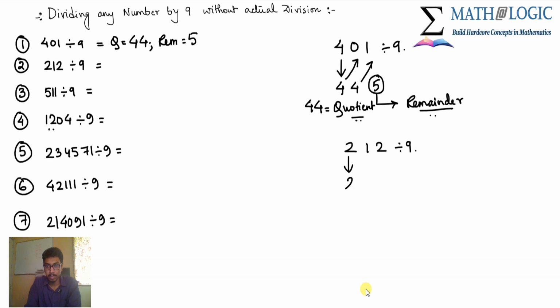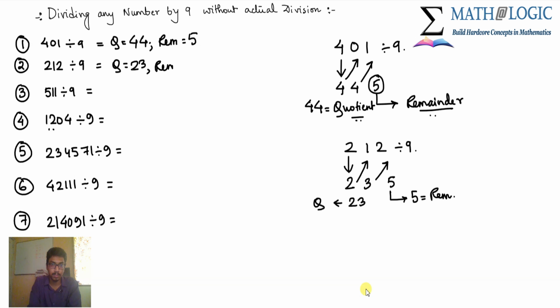Write down the first number as it is, 2. 2 plus 1, 3. 3 plus 2 is 5. So that means this 5 is the remainder and this 23 is the quotient. So in this case the quotient is 23, remainder is 5.